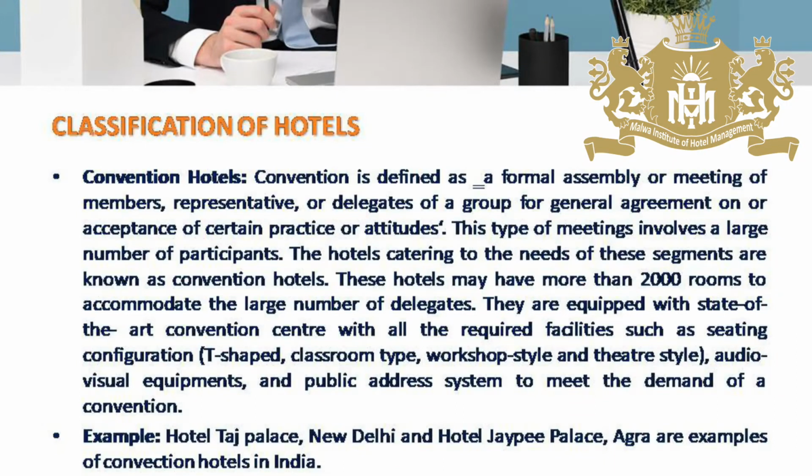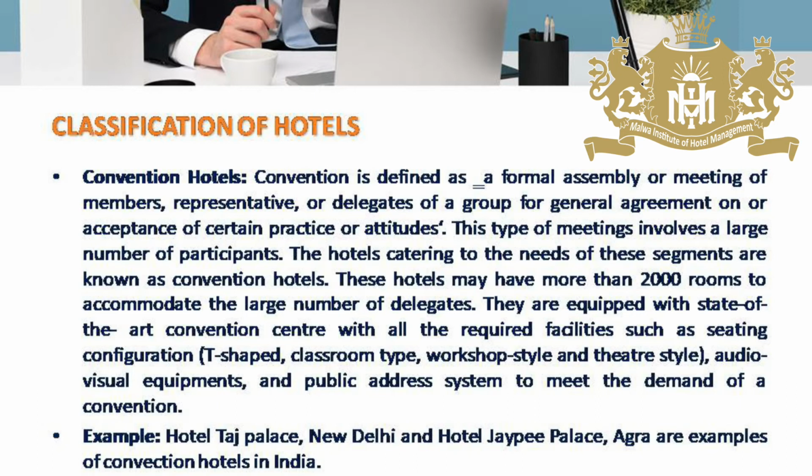Convention hotels. Convention is defined as a formal assembly or meeting of members, representatives, or delegates of a group for general agreement on or acceptance of certain practices or attitudes. This type of meeting involves a large number of participants. The hotels catering to the needs of these segments are known as convention hotels.